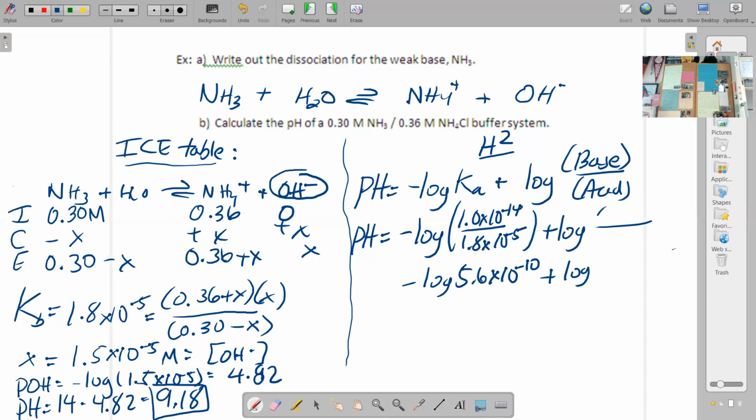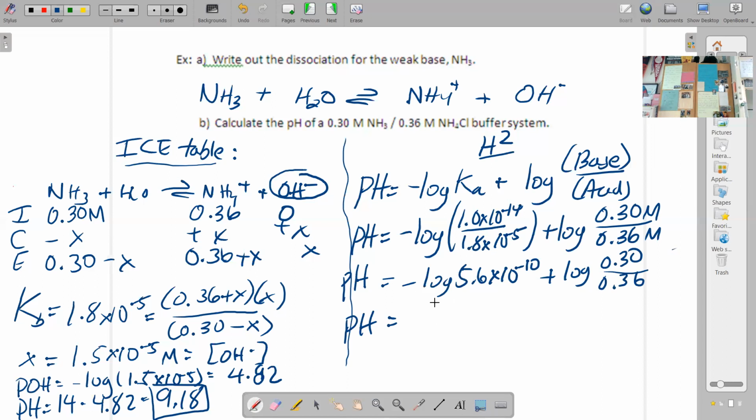Ammonia. So 0.3 goes on top, and then the acid, even though it's a conjugate, doesn't matter. 0.36 on the bottom. And you guys can guess, what is the most common mistake that students make using the Henderson-Hasselbalch formula? Yeah, they get that ratio mixed up. You're quite correct. Okay, now here's the part I really want you guys to spell it out. What is the pKa? What is the negative log of 5.6 times 10 to the negative 10?